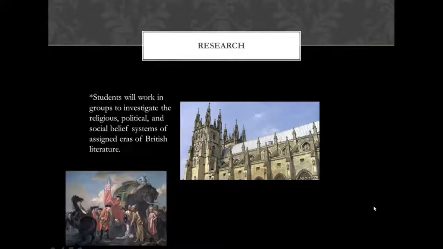The research component. Students will work in groups to investigate the religious, political, and social belief systems of assigned eras of British literature.